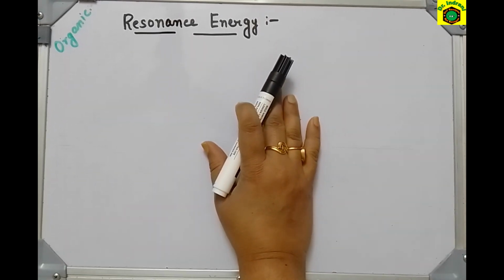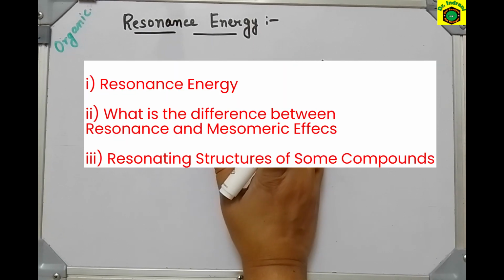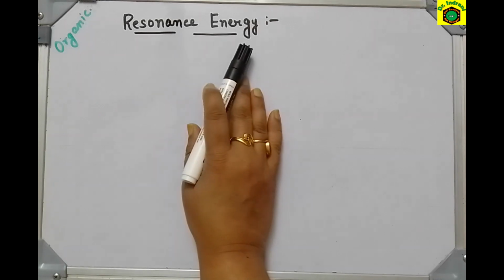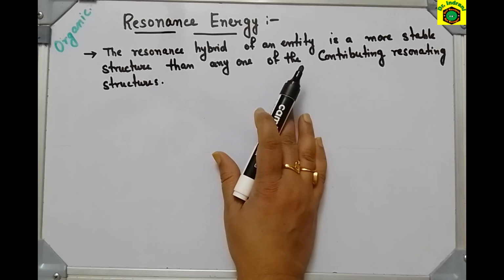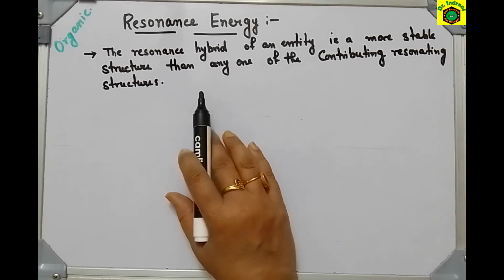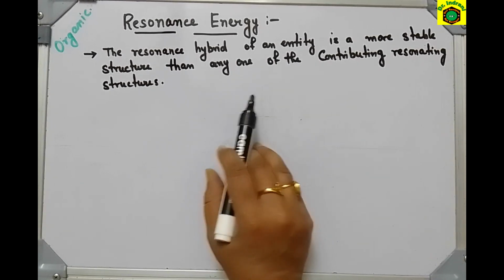In this video I am going to explain about resonance energy, the difference between resonance and mesomeric effect, and also resonating structures of some compounds. So first we will do resonance energy. The resonance hybrid of an entity is a more stable structure than any one of the contributing resonating structures or canonical structures.